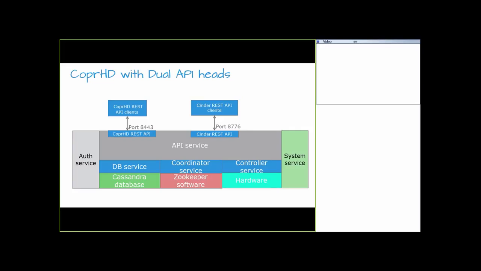So we talked about this dual head, and in the dual head, basically, it's a small incremental effort on the CoprHD side to add support for the Cinder API. The other important thing is that once we do this, the replacement happens at the Keystone level, and as far as I know, we do not need to make any changes to any of the other services in OpenStack. So essentially, seamlessly they can start using this as an implementation of the block storage API.